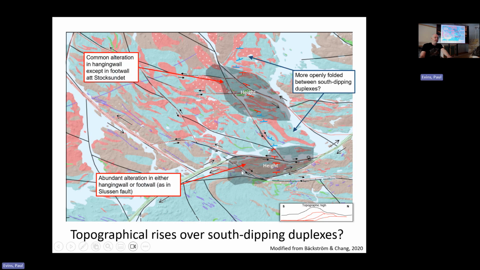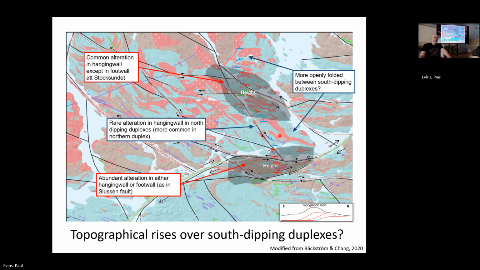And alteration-wise, in the south-dipping duplexes, it's most common in the hanging wall in the north. Here it's on both the hanging wall and the footwall. On the Slusen fault, it's in the footwall, for instance. That's the fault here. And in the north-dipping ones, there's not much alteration at all on them, and when there is, it's in the hanging wall.